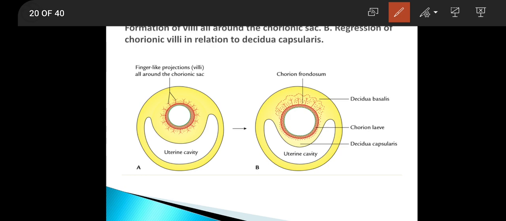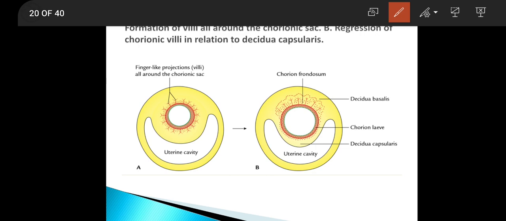but the projections on this side, which are related with the decidua capsularis, have degenerated. So these chorionic villi which were related with the decidua capsularis have degenerated, and they will form the chorion laeve, because this part of the chorion has become smooth and it is called chorion laeve.